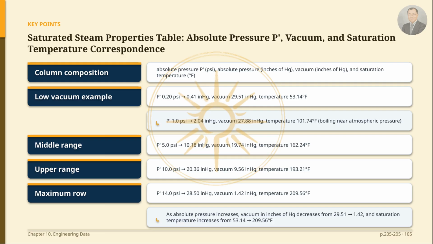I'll explain the data correspondence in the saturated steam table. This table shows the absolute pressure P' in pounds per square inch, the same pressure in inches of Hg, and the corresponding vacuum Hg and saturation temperature. In the lowest range, when P' is 0.20 psi, the absolute pressure is 0.41 inches Hg, the vacuum is 29.51 inches Hg, and the saturation temperature is 53.14 degrees Fahrenheit.